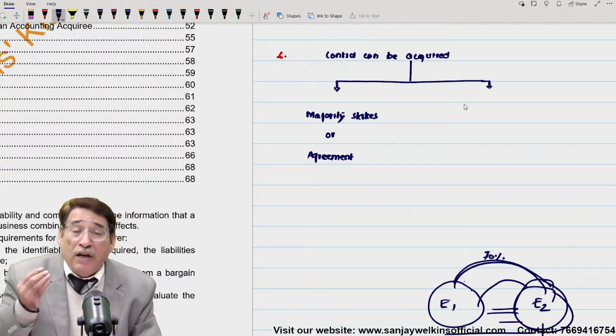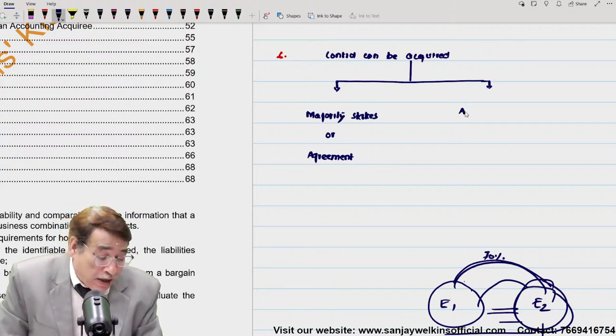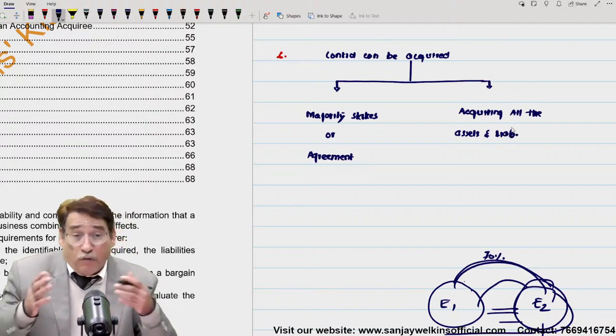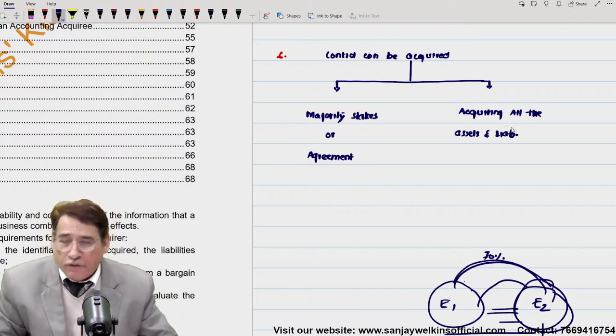However, control can also be acquired by purchasing or acquiring all the assets and liabilities. This is the point I just wanted you to take care of. So control can be acquired simply by acquiring or taking over all the assets and liabilities of the other entity.